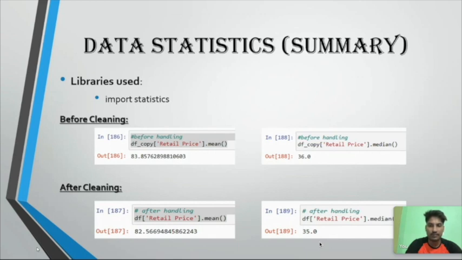The library that we use is statistics. As we can see from the slides, the mean of the retail prices before cleaning is 83.85 and after cleaning is 82.56. Similarly, the median before cleaning is 36 and after cleaning is 35.